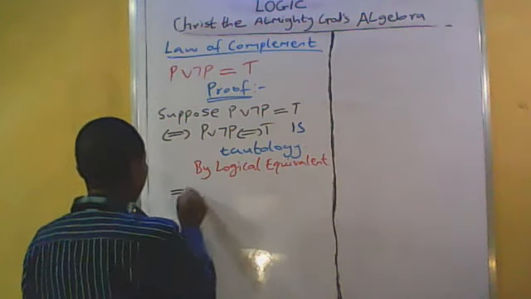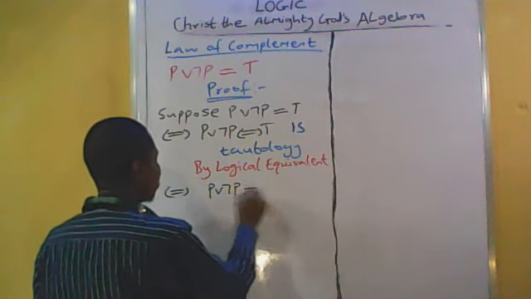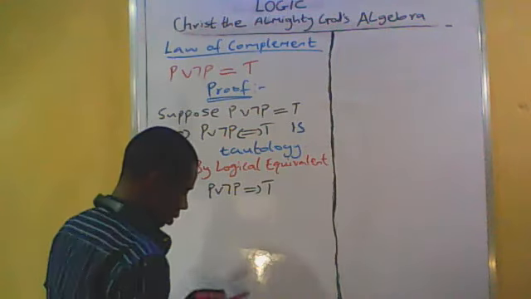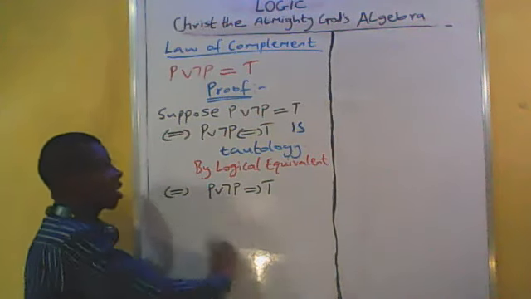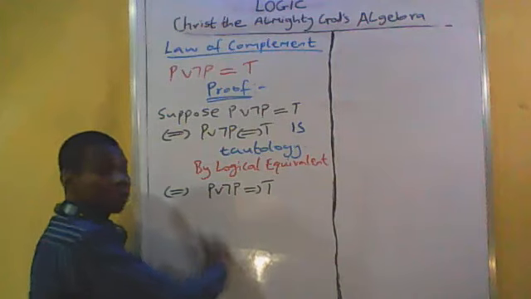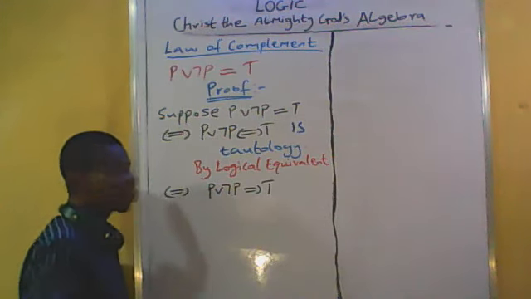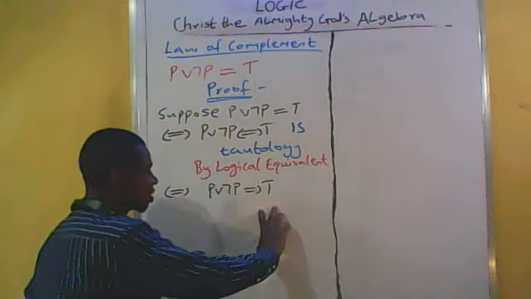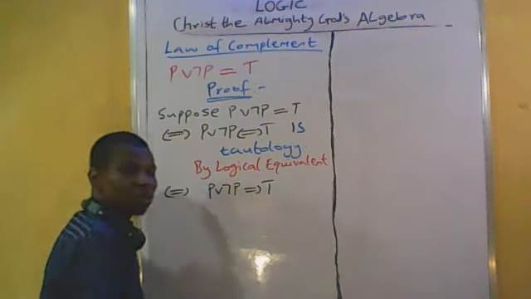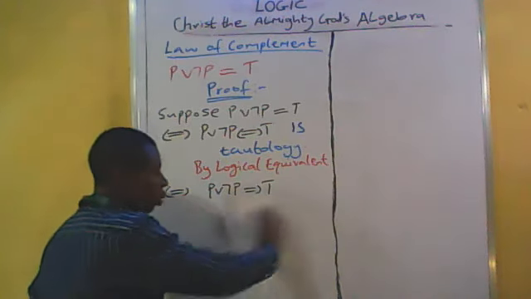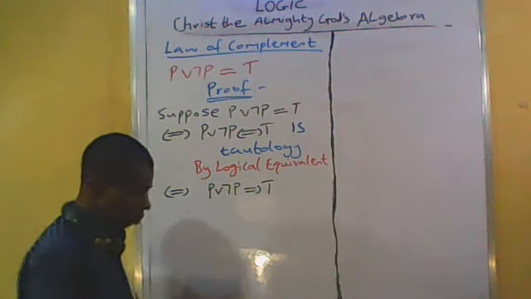P or not P implies T. And you have now transformed it to a conditional statement. And whenever the antecedent is true, the consequent must also be true. So, since it is the case, whenever we believe this statement, there is no possibility of falsity, always truth. We say the statement is tautology.